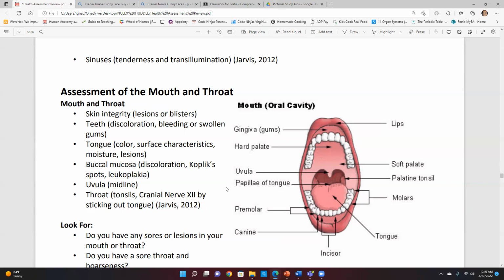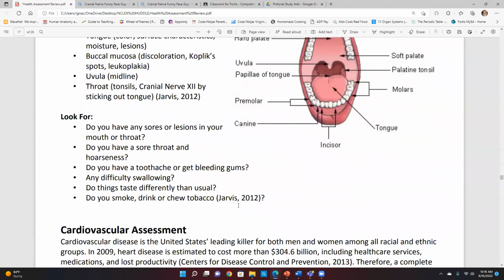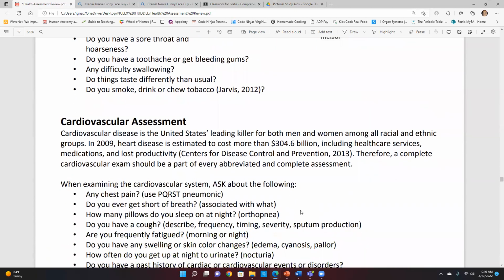Is the uvula midline? Do they have their tonsils? Maybe their tonsils were surgically removed, right? So we have to ask all of these questions. Do they drink alcohol? Smoke cigarettes? Or chew tobacco, right? So these are all things to think about. And also, do they have bleeding gums, right? Do they have any sore throat?